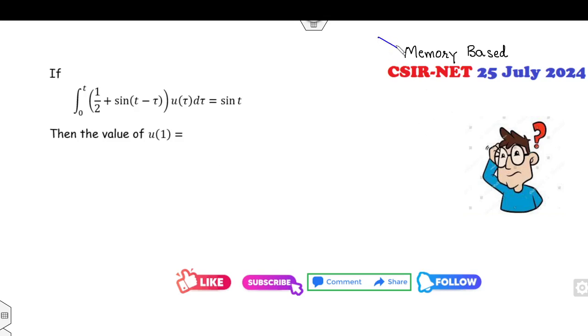Remember students, all these questions are memory based. I don't know whether the statements that students have provided to me are exactly the same as those asked in the examination or not. If the same statement is asked, then it's good. Otherwise, if the statement is not exactly the same, then you can consider all these questions as practice ones.